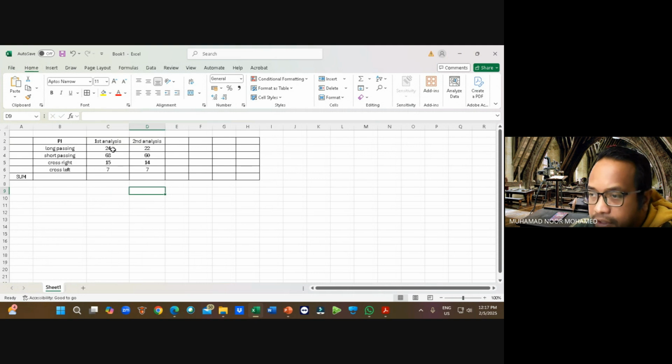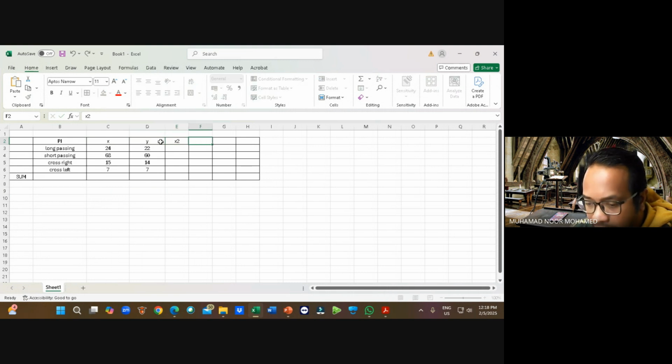So based on this data, what do we need to have first? The first analysis we are going to change into x, the second analysis into y, and then we need to add x squared, y squared, xy, and finally mod. Okay, modulus. So what is mod? I'm going to talk about it later. Next, we are going to add the sum at the bottom. So the first task is to fill up this table.